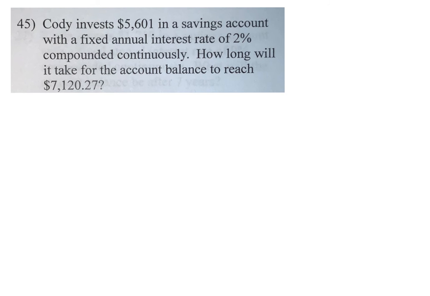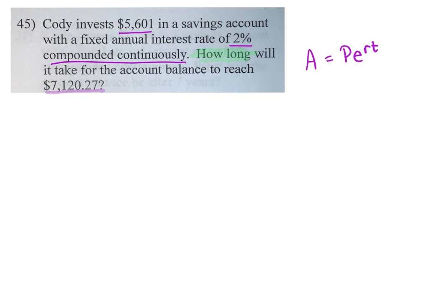So this page, these are compound interest ones, all right? But let's look at the difference here. Cody invests $5,601 in a savings account with a fixed annual interest rate of 2% compounded continuously. What formula am I going to use here? All right. How long will it take for the account balance to reach $7,120.27?